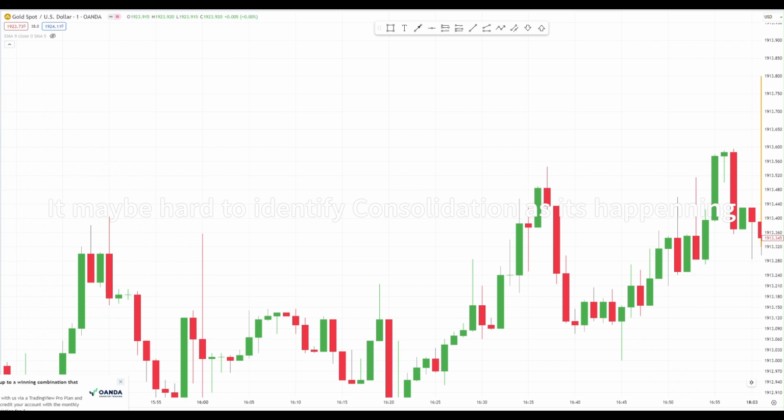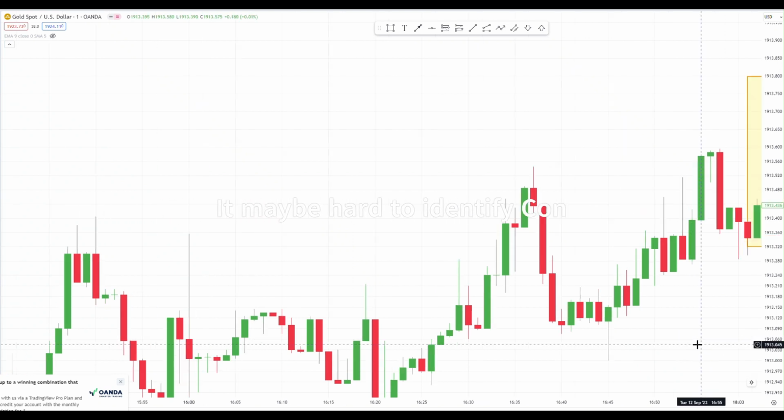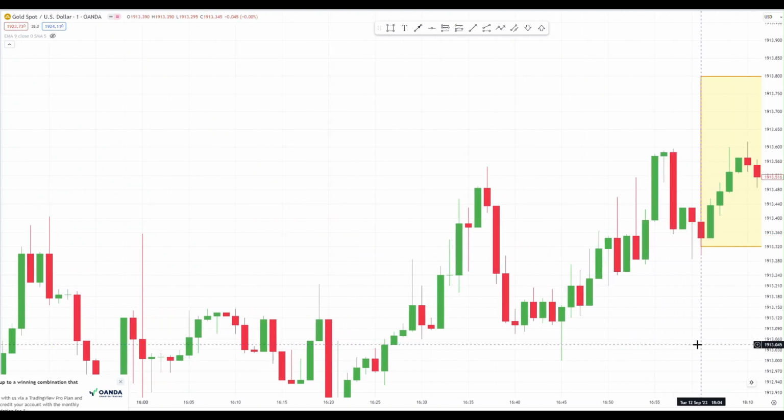When you're on a chart and you're trading, it may be hard to identify consolidation as it's happening. However, if it's just bouncing up and down 4 or 5 candles in a row, step back for a while.